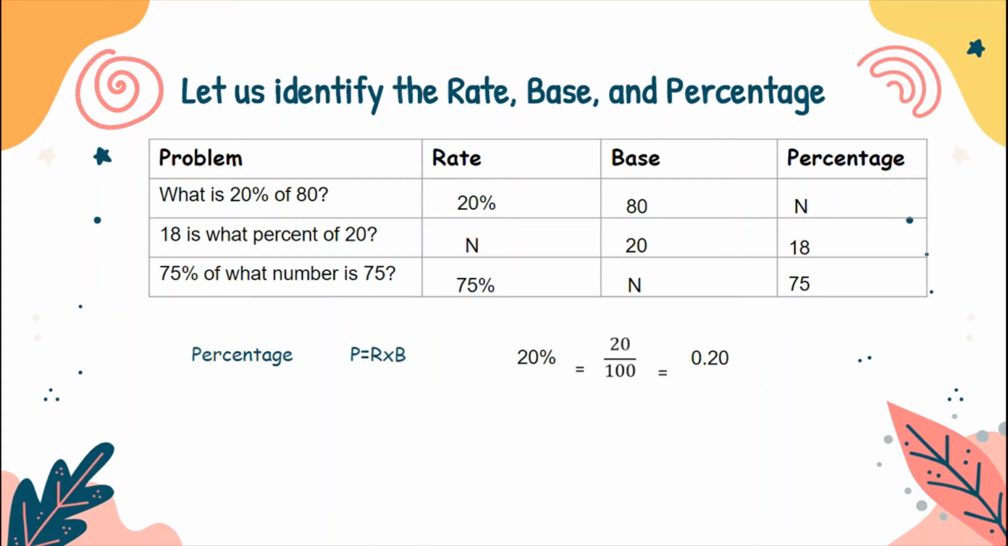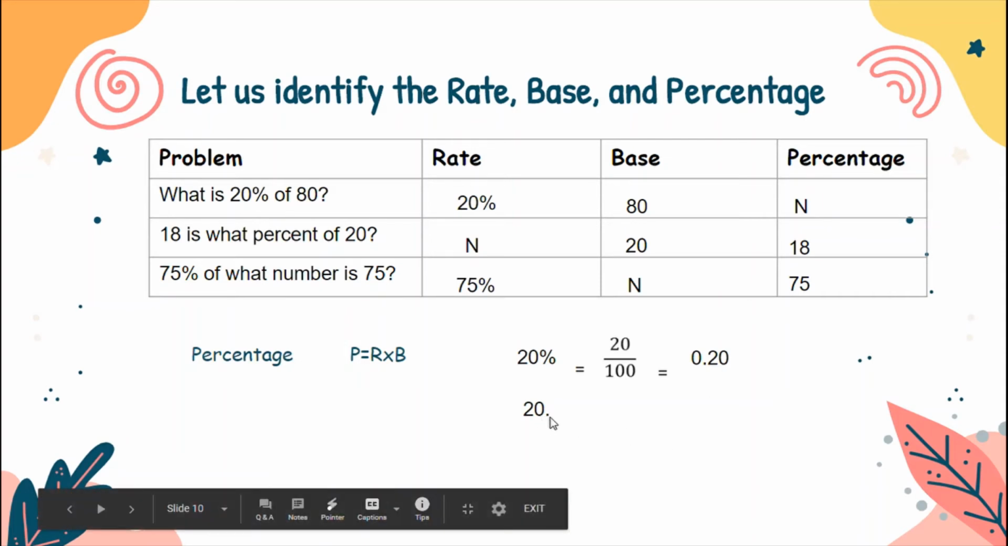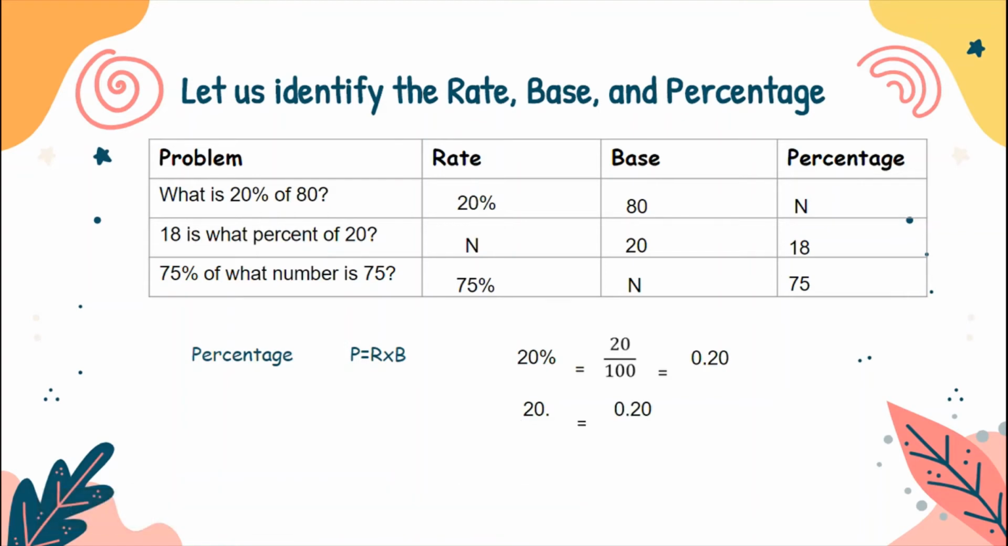Or the easiest way to find the decimal of a percent is to move the decimal point 2 places to the left. For this one, 20%, the decimal point of 20 is just at the right of 0. We're just going to move our decimal point 2 places to the left. So we move 1, 2. And 20% in decimal is 0.20.